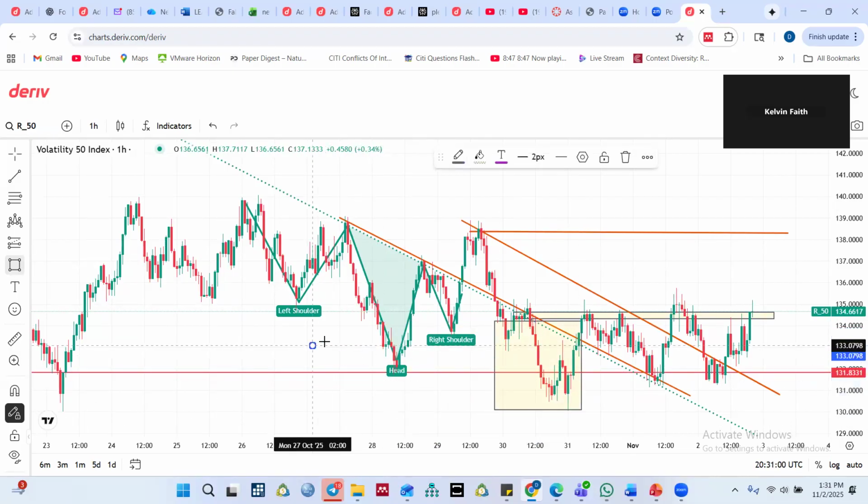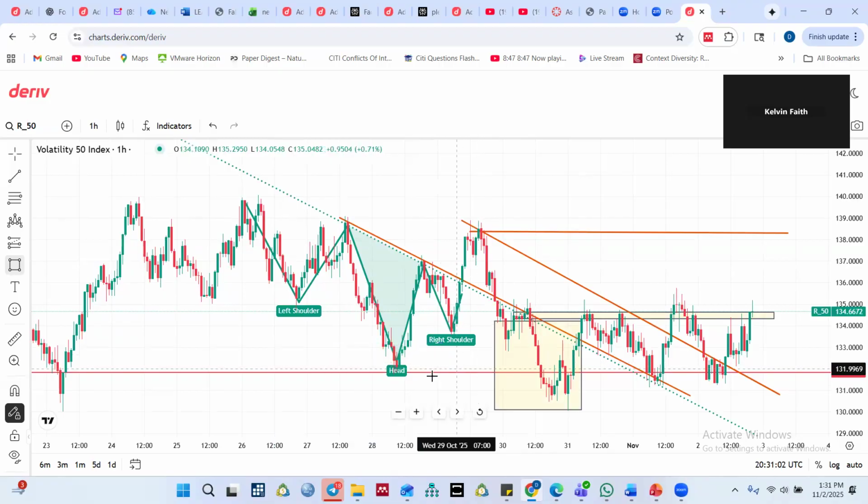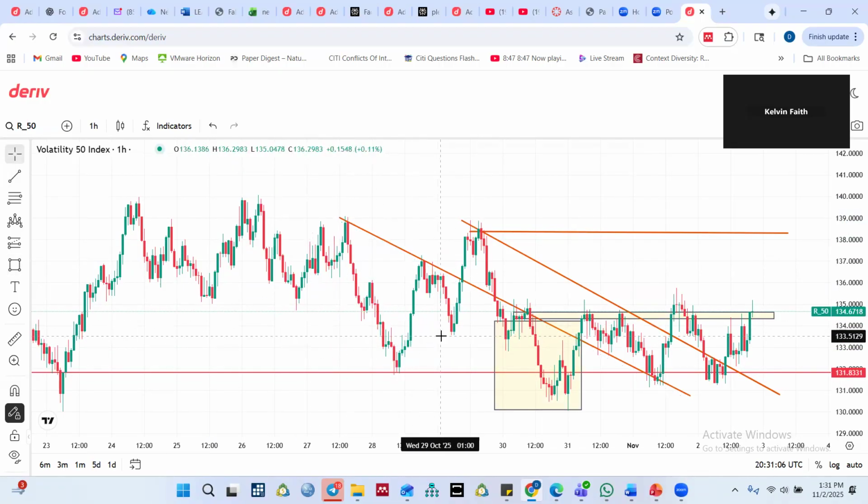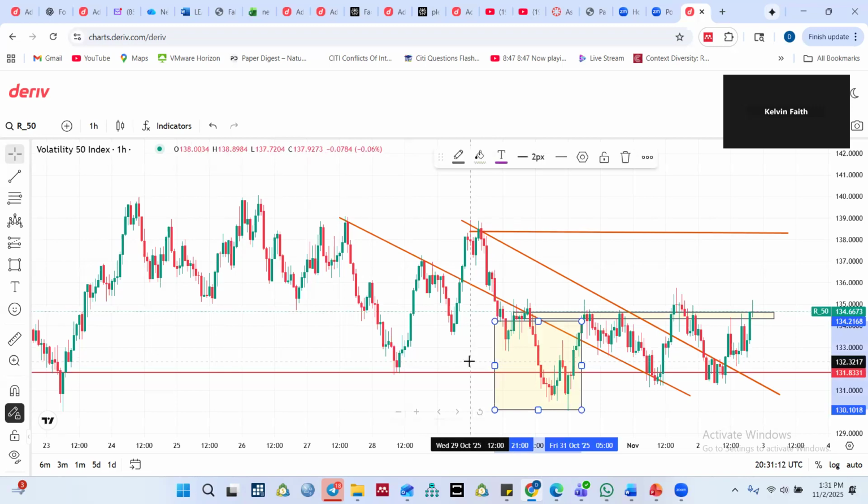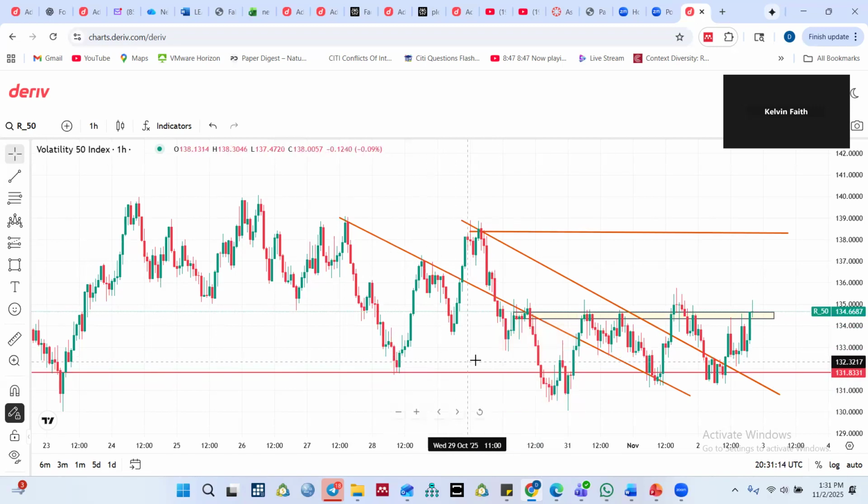I don't know if you guys can see this right now. So they crashed the head. Crashing the head means that the bullish head and shoulder pattern here has been invalidated. Okay, they crashed the head.